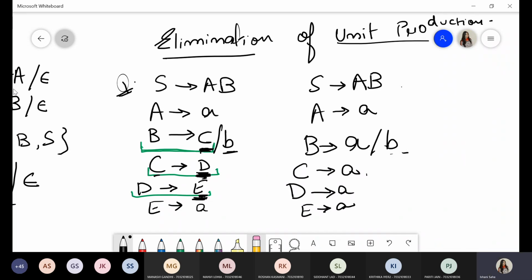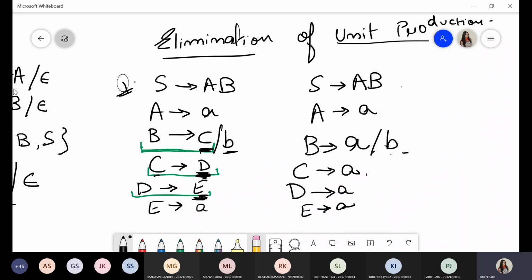Yes, ma'am. But can we just overall remove the parts like C, D, and E and just put D as it? So Siddhant, that is the next part, which is elimination of useless production. So that's what we are going to do next. Whichever is not reachable from the start symbol, you directly remove all those productions. So basically I can remove C, D, E. So that is useless production.